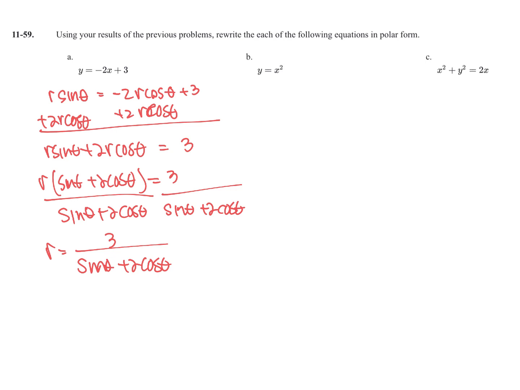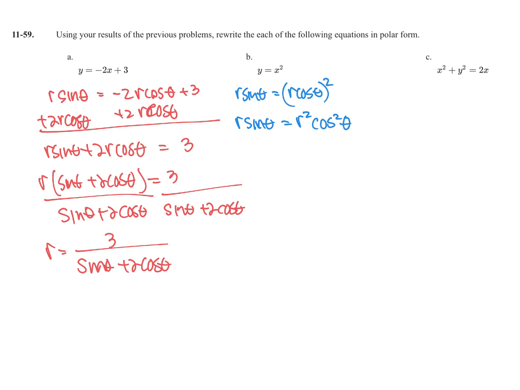All right, let's take a look at the next one. So we want to do some rewrites. So what is y again? Y is r sine theta equals, and then x is r cosine theta, and that is squared. So you have to be careful when doing this. I have to take care of the square. So I'm going to have r sine theta equals r squared cosine squared theta. I have to square each one there. So then I need to solve for r.